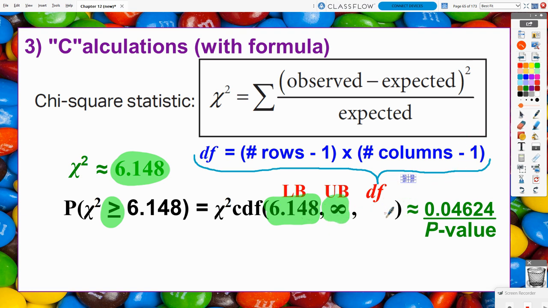For degrees of freedom, it's the same as for a test of homogeneity: the number of rows minus 1 times the number of columns minus 1. I left us with a very similar example to what we did previously. We're still going to have 3 rows and 2 columns. So 3 minus 1 makes 2, and 2 minus 1 makes 1, and 2 times 1 gives us 2 degrees of freedom. Now my p-value comes out to be a little under 5%, 4.624%.